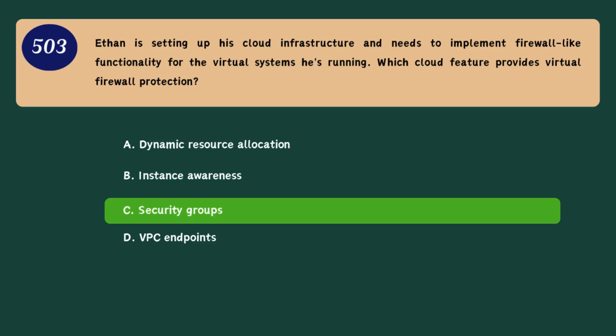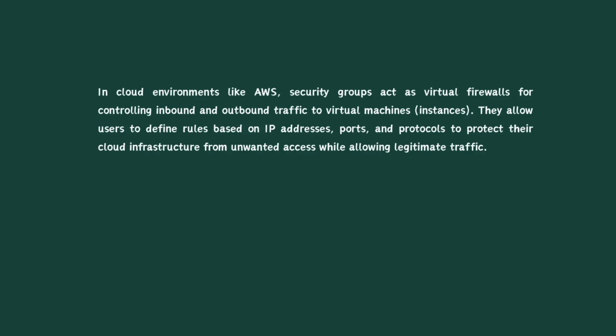Correct answer. C. Security groups. In cloud environments like AWS, security groups act as virtual firewalls for controlling inbound and outbound traffic to virtual machine instances. They allow users to define rules based on IP addresses, ports, and protocols to protect their cloud infrastructure from unwanted access while allowing legitimate traffic.